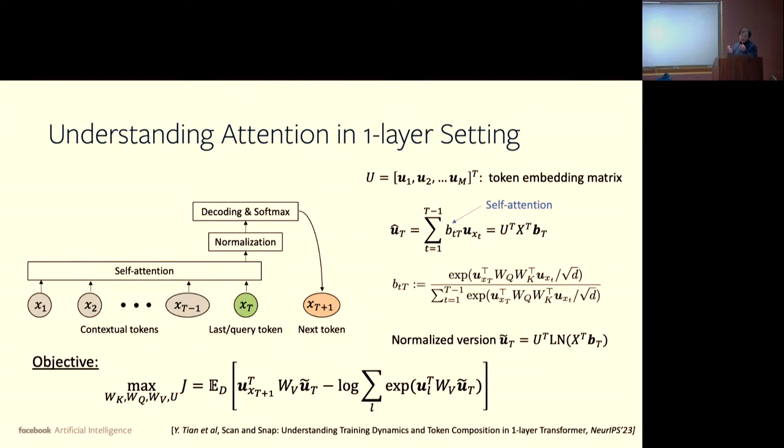In this one-layer setting, we have a very simple input-output, right? The input here is basically a few contextual tokens, x1 all the way to x_{t-1}. Then you have a last token, which is called a query, and you do self-attention. Once you have some distribution across multiple tokens in terms of the probability, the attention scores, you use these attention scores as weights to compute the output features. And this feature goes through normalization, and then the decoding layer and softmax, and we use that to predict the next token, x_{t+1}. So that's basically the model, a very simple model.